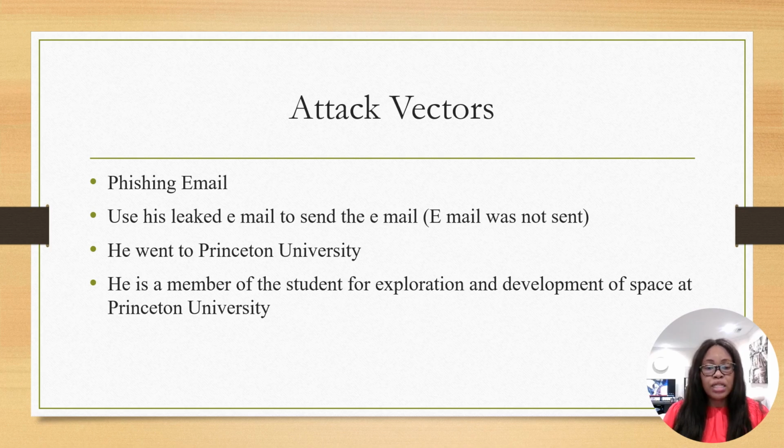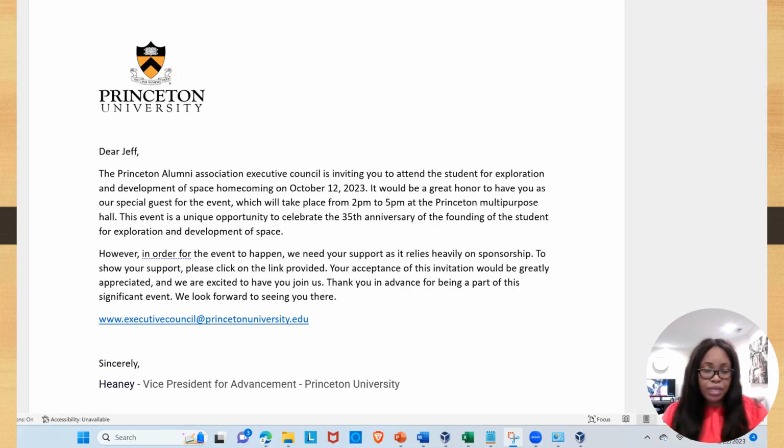I was able to find out that he went to Princeton University and he is currently a member of the Students for the Exploration and Development of Space at Princeton University, which I'll be using in my phishing email attack. And here is the phishing email that I came up with, based on the information that I was able to gather on the CEO of Amazon, Jeff Bezos. And phishing emails are the most commonly used method by hackers to gain access to a network.